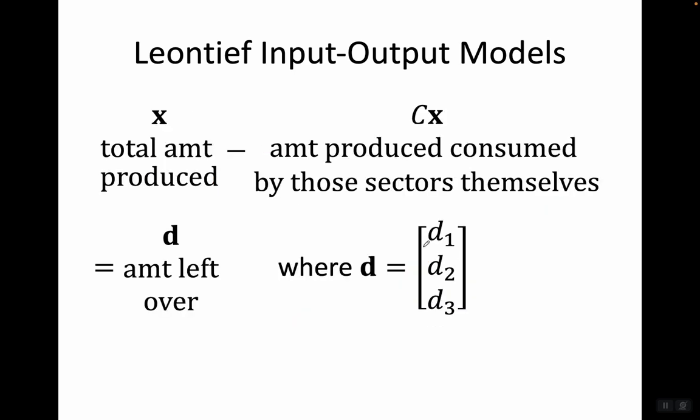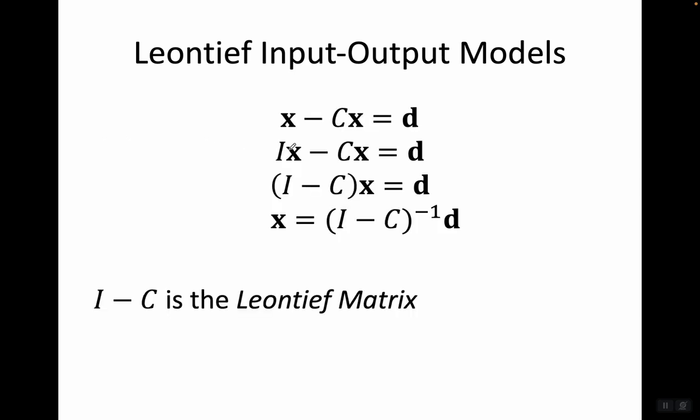So the total amount produced is X. We need to subtract off CX, the amount produced that's consumed by those sectors themselves, and what we get is the amount that's left over, D. So D is D1, D2, D3. D is the stuff that's left over for, let's say, the consumer sector. So we have X minus CX equals D.